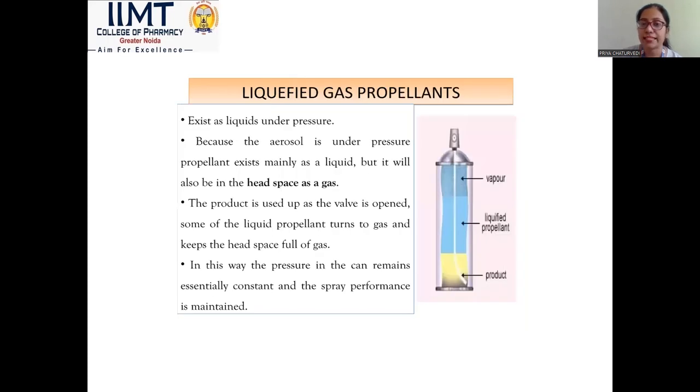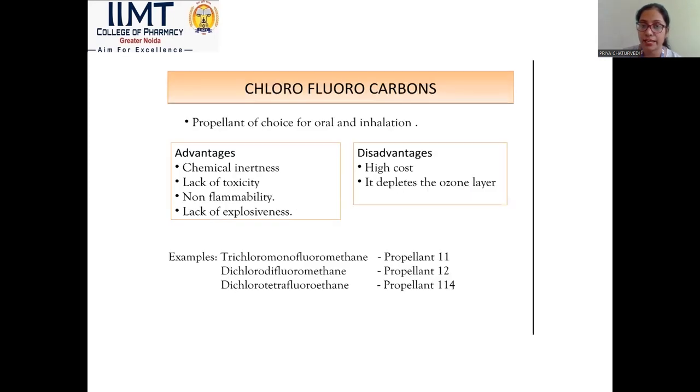Now coming to the liquefied gas propellants. What are they? Actually, they exist as liquids under pressure. Because the aerosol is under pressure, the propellant exists mainly as a liquid, but it will also be available in gaseous form. The product is used up as the valve is opened and some of the liquid propellant turns to gas and it keeps the head space full of gas. In this way, the pressure in the can remains constant and the spray performance is maintained.